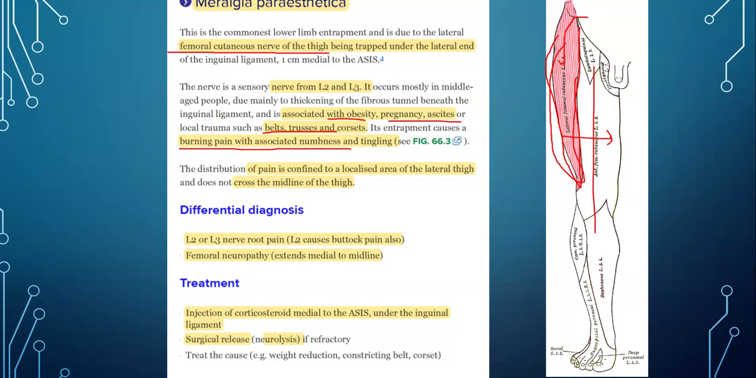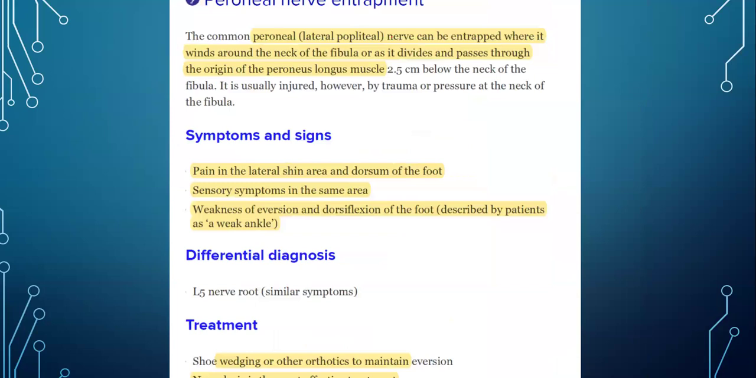So treatment: injection of steroid under the inguinal ligament, that's the treatment of choice. And if it is really bad and steroid injection doesn't do much, surgical release is the treatment. Okay, so that's meralgia paresthetica.